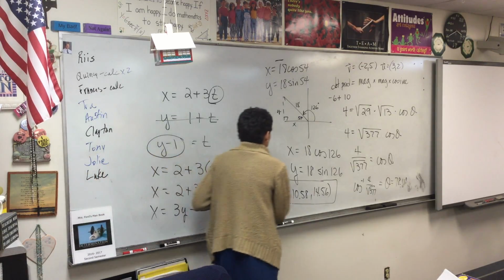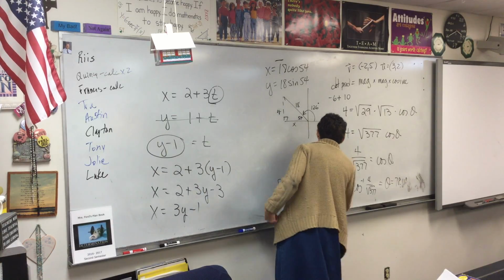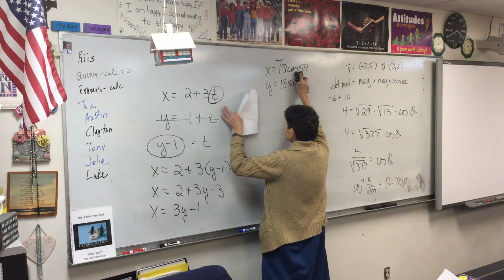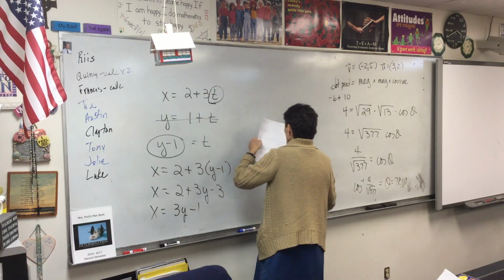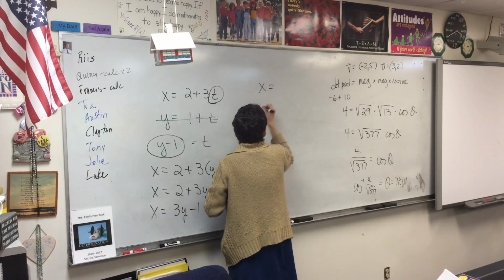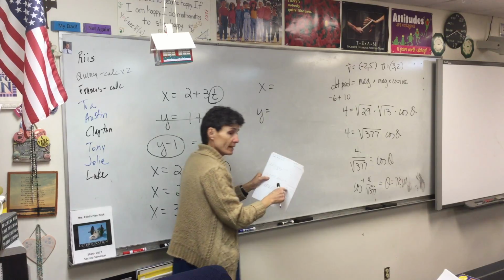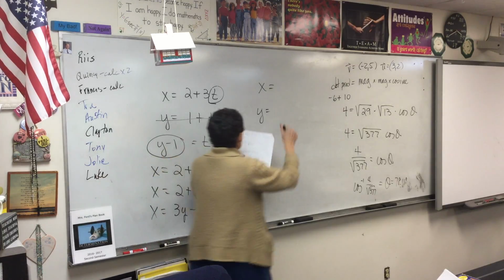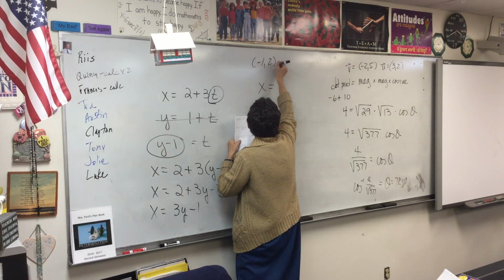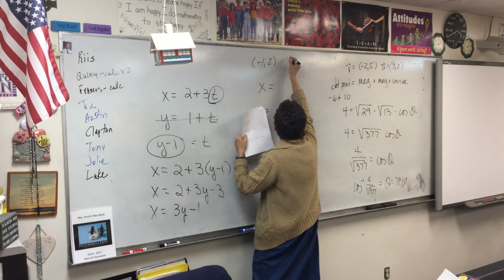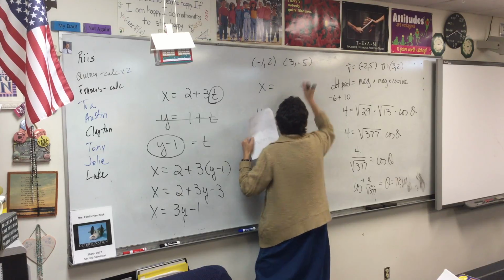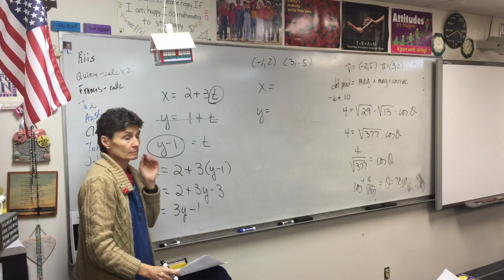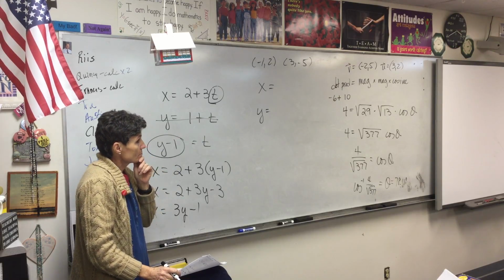Number 7, kind of the backwards of this. Write parametric equations. That means these kind right here. So you're going to write x equals and y equals. And I clued you in. I wrote that down over here in the answer spot. And my points are negative 1, 2, and 3, negative 5. Okay?